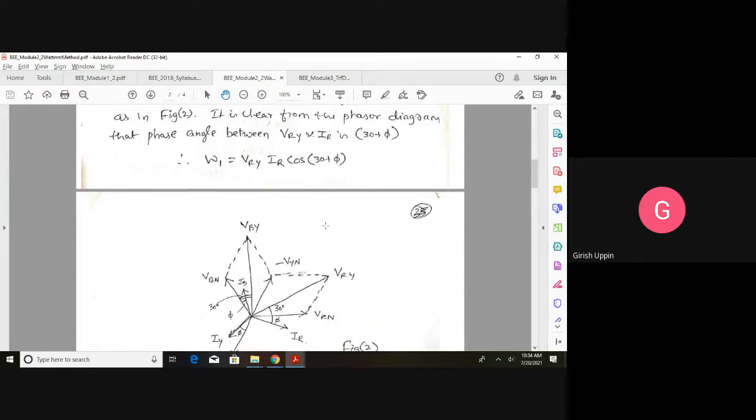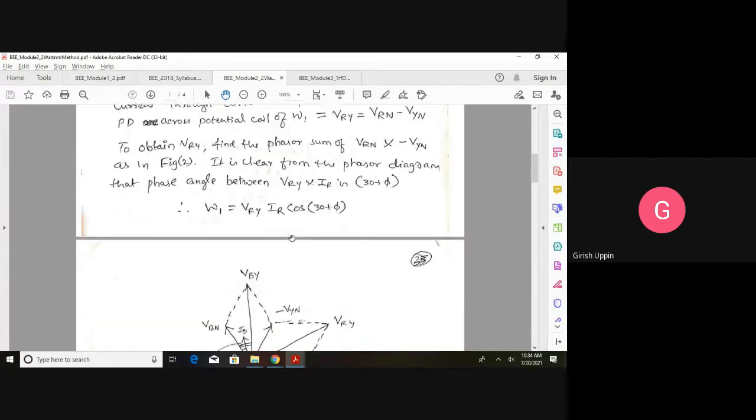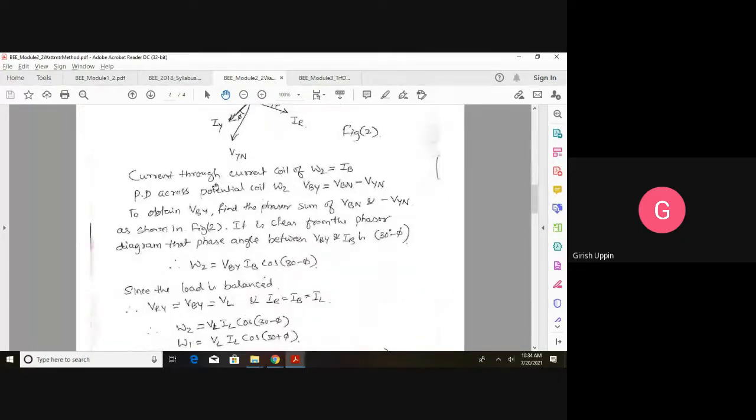Similarly, for wattmeter 2, we will do the derivation. What is the current flowing through wattmeter 2? IB. And what is the voltage across wattmeter 2? VBY. VBY is nothing but VBN minus VYN. Similarly, the current through wattmeter 2 is IB, and the voltage across wattmeter 2 is VBY, which is VBN minus VYN.